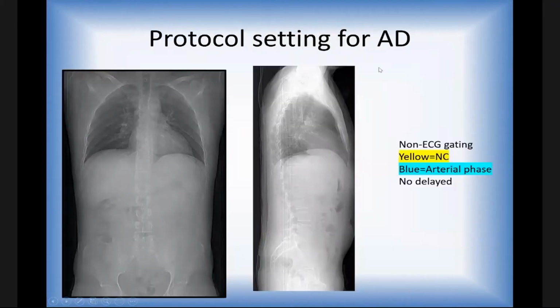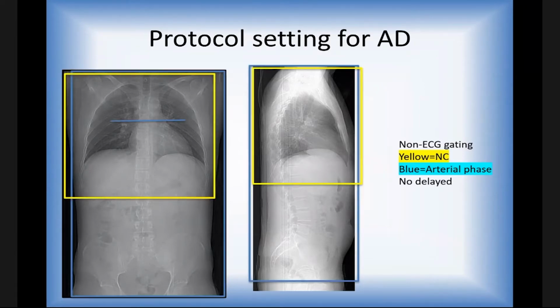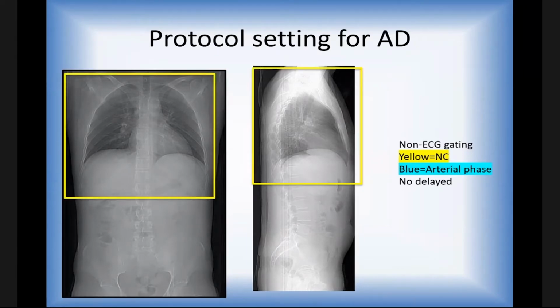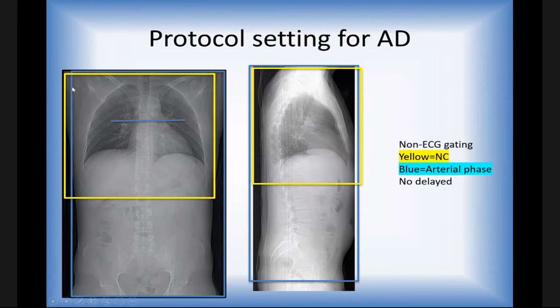Okay, this is the protocol setting for acute aortic dissection. How do we do it? We do a lateral scout from the lung apices to the femoral head here, and then the yellow line here, we scan the patient non-contrast to be able to see intramural hematoma, and then we scan the patient in arterial phase in the blue line here, starting from just below the carina again. So this is the protocol setting of acute aortic dissection.